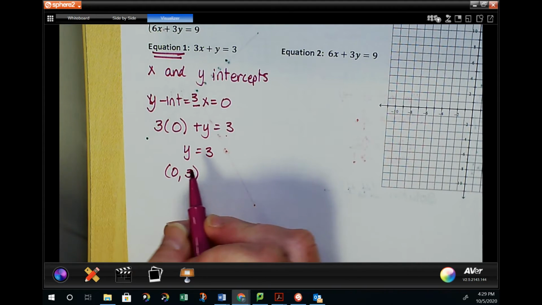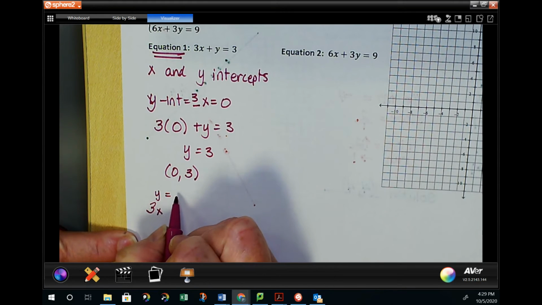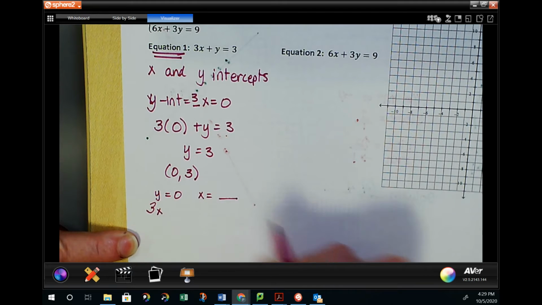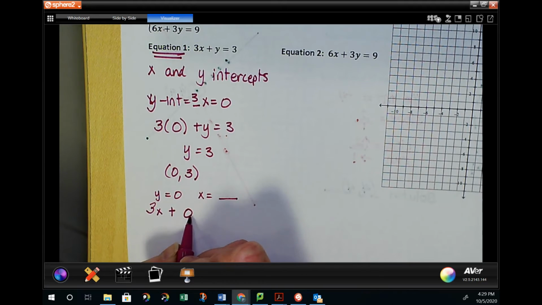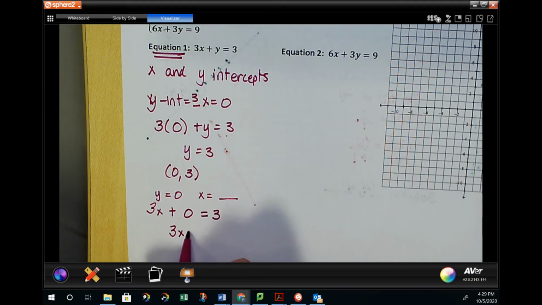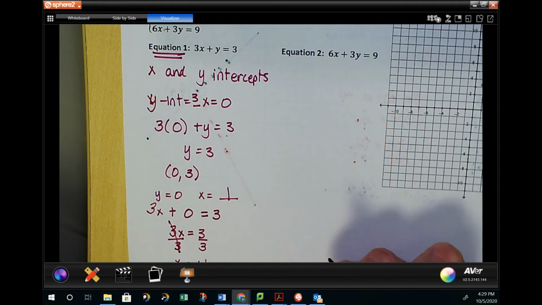In order to find your x-intercept, y is going to be 0, and I need to solve for x. So 3x plus 0, because y is 0, equals 3. So this is nothing, so 3x equals 3. Then we divide by 3, because that cancels out. So x is equal to positive 1. I don't know why I said negative. So we get positive 1, and then I have 1, 0.